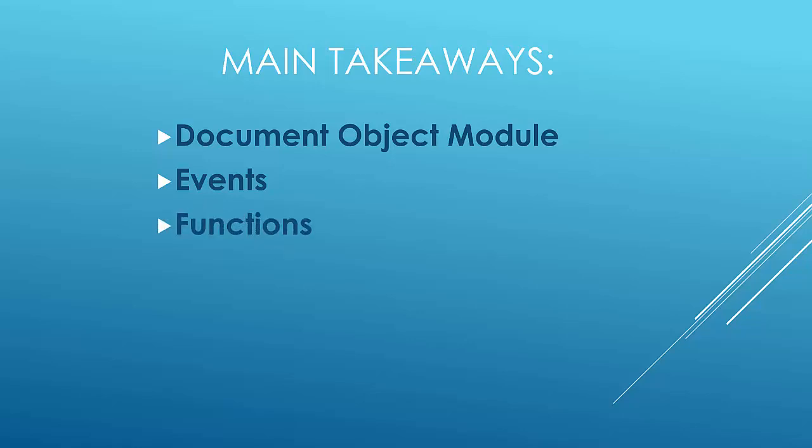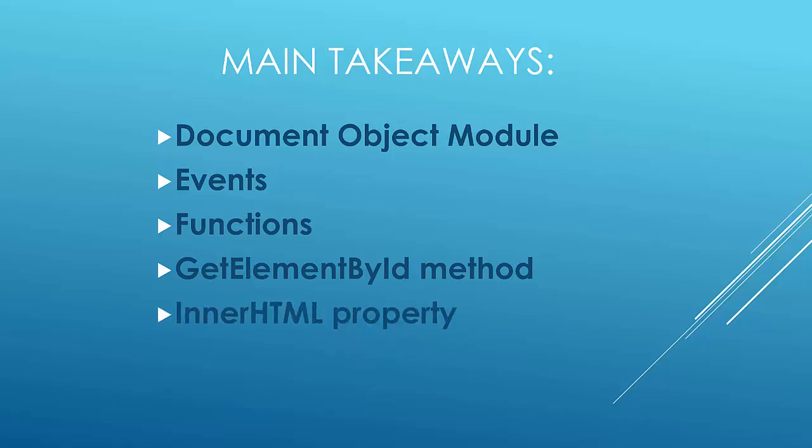And we'll be interacting with functions. And a couple of the document object model's very useful methods. One is called getElementById, which allows us to get our hands on any HTML element within our page based on its ID. Also, a useful property for manipulating the existing HTML on the page is the InnerHTML property. We'll see examples of these later.